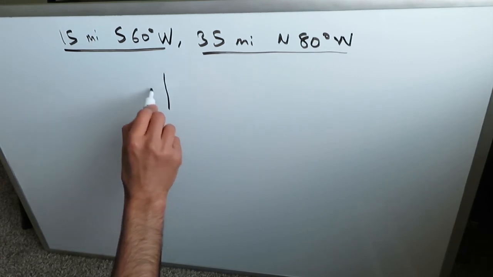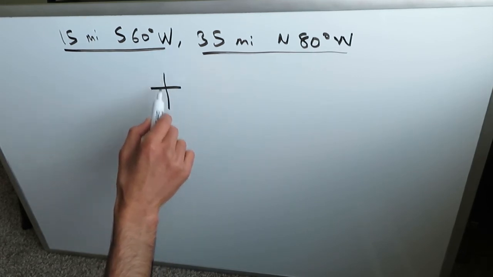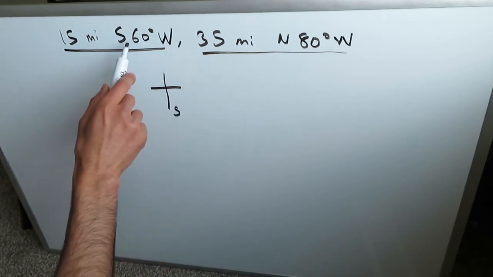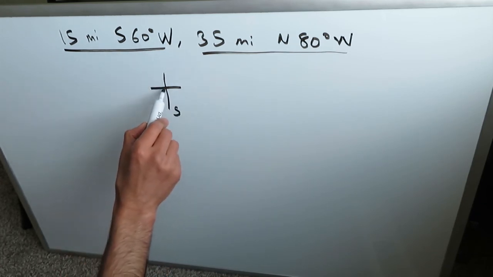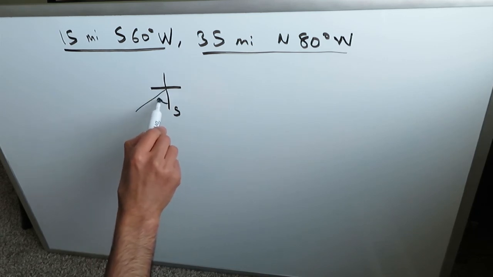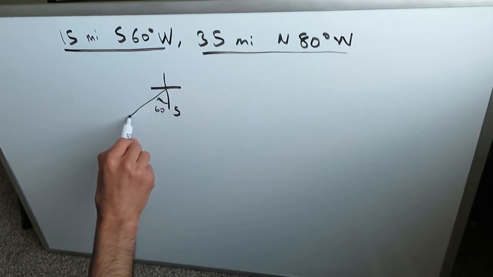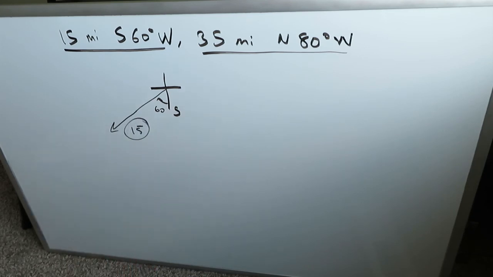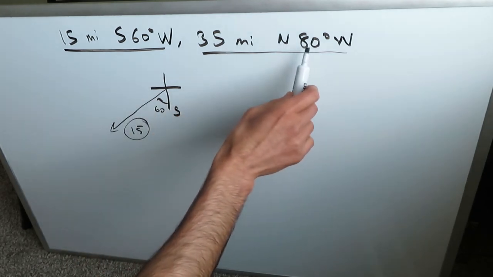Let's do our starting point. We start by drawing a compass axis: north, south, east and west. This is my south line. I'm doing 60 degrees west of that, and I end up going a distance of 15 miles. And we come to a stop over here. And then from here we do north 80 degrees west.